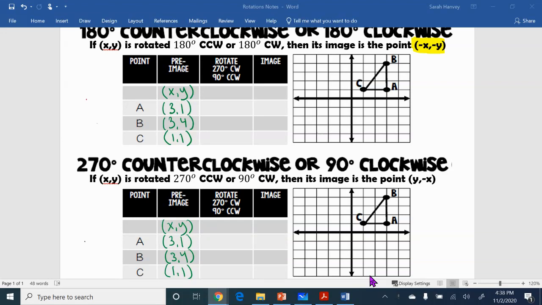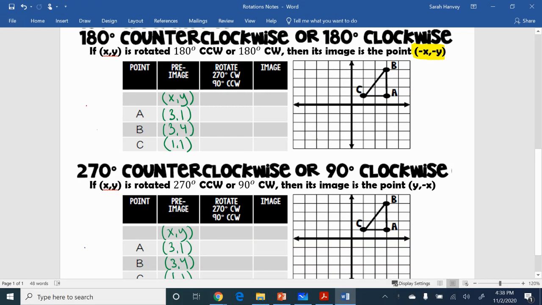All right, so hopefully you tried this problem yourself of going 180 counterclockwise or 180 clockwise. Let's just think about it logically. If we took this C, and remember it's always against that origin, and we rotated it 180 degrees, then we know it would land right here. Okay, but let's go ahead and do it with the rule.